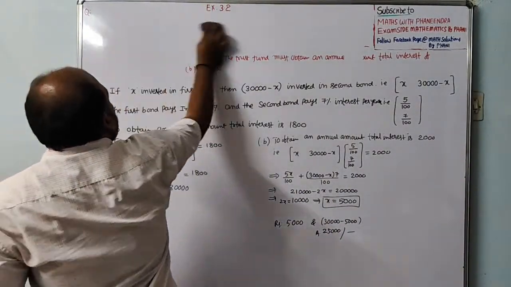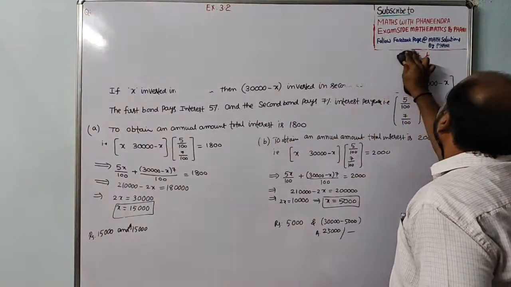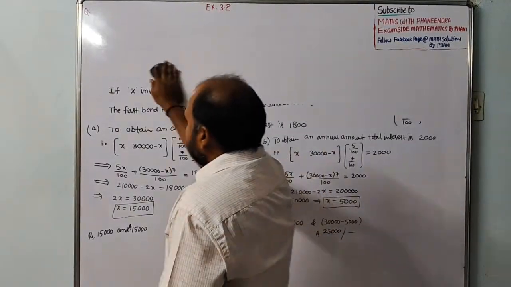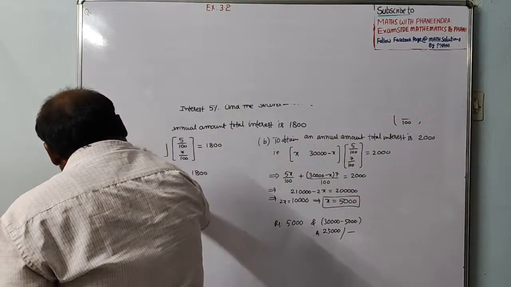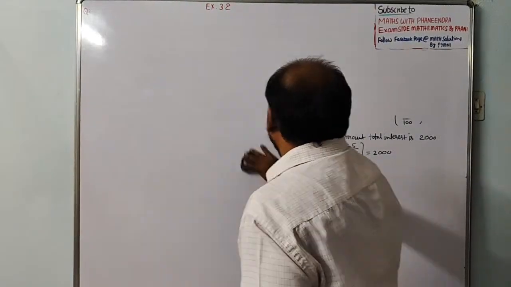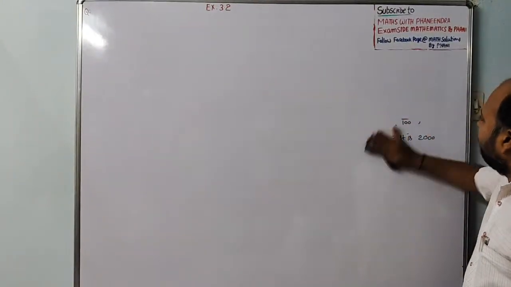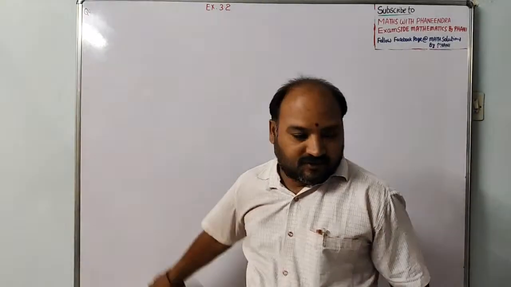Next, question number 20. Little slow, why? Because the question is too lengthy and I want to explain each and every time how to take it like this way. Matrix multiplication, it is saying that.